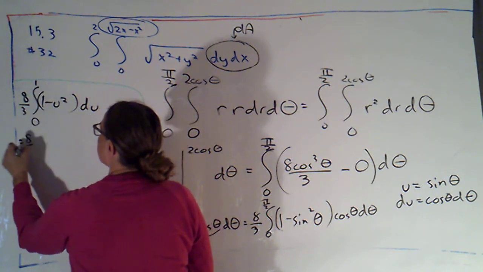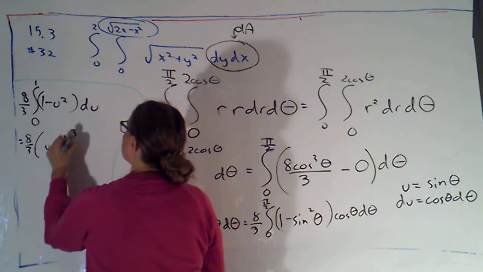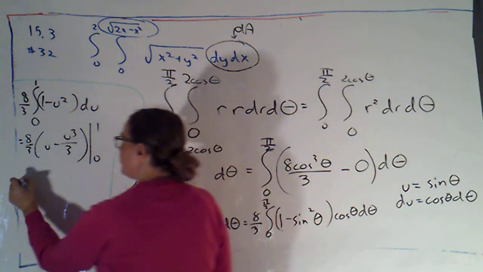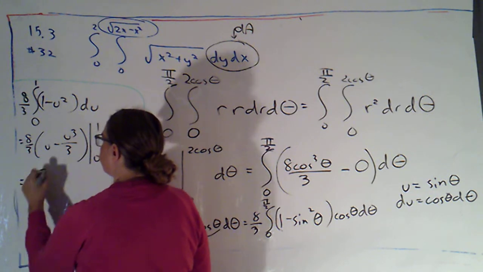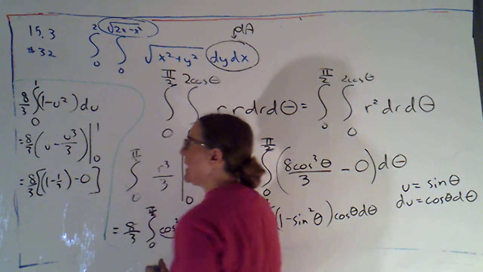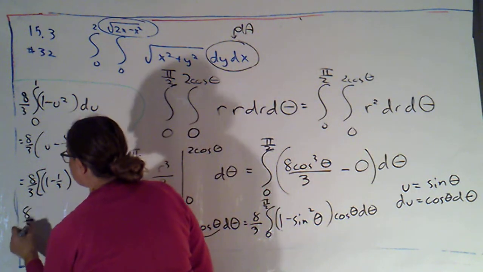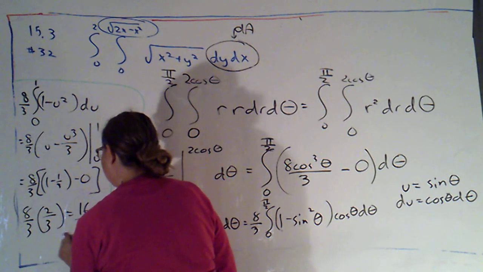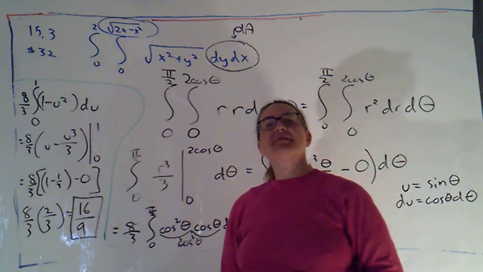So that's 8/3 times u minus u cubed over 3, evaluated between 1 and 0. That's 8/3 times 1 minus 1/3 minus 0. That's 8/3 times 2/3. That is 16/9. And there was much rejoicing.